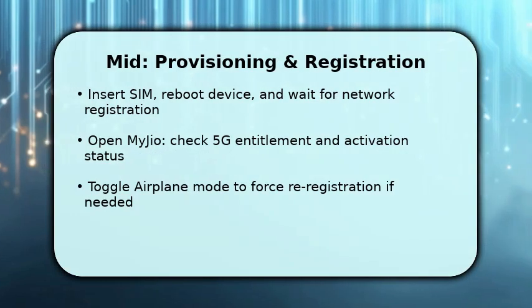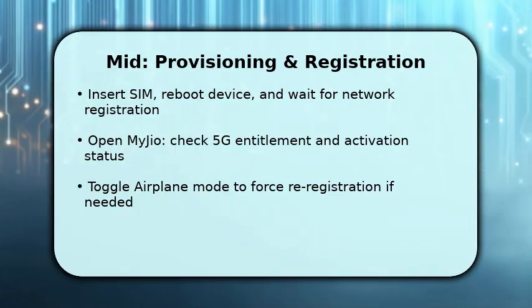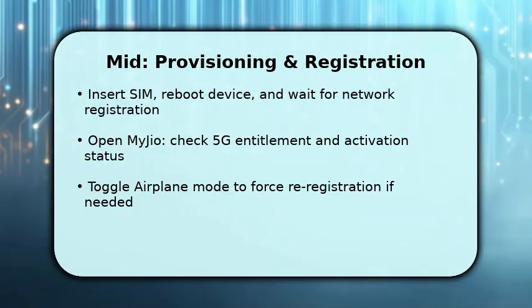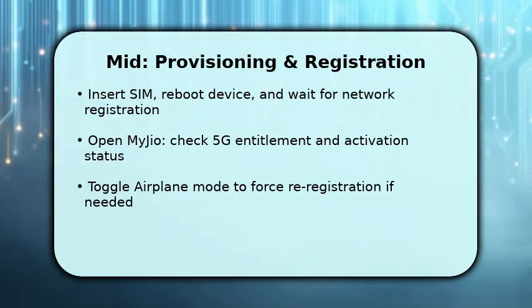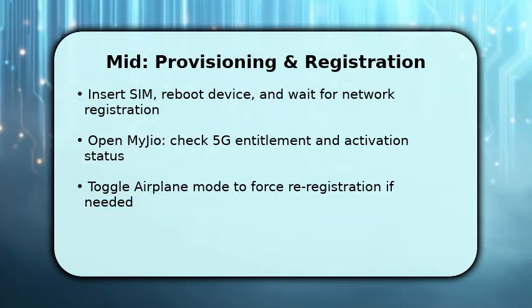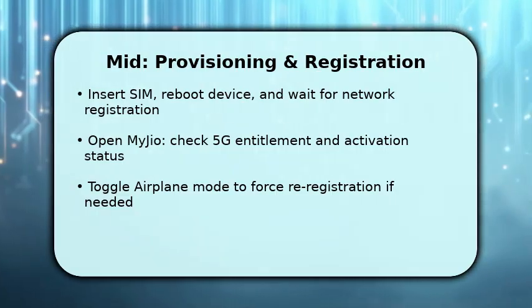You proceed to provisioning. With the eligible SIM inserted, reboot the phone so the modem requests service from the nearest Jio 5G cell. Open MyJio and verify your account shows 5G entitlement and that no billing hold exists. The app often triggers carrier-side activation.